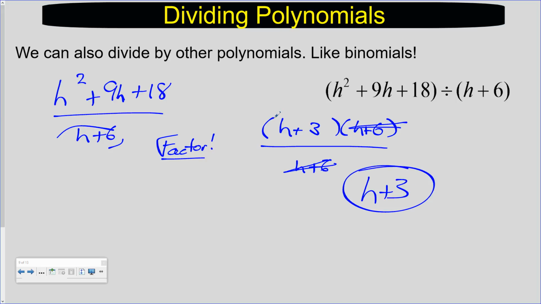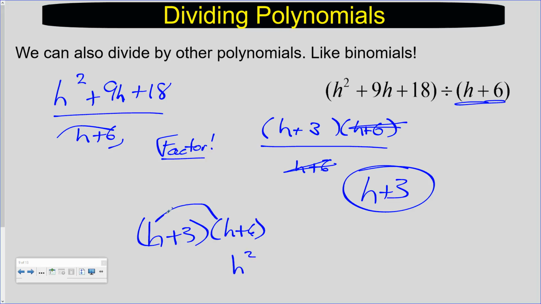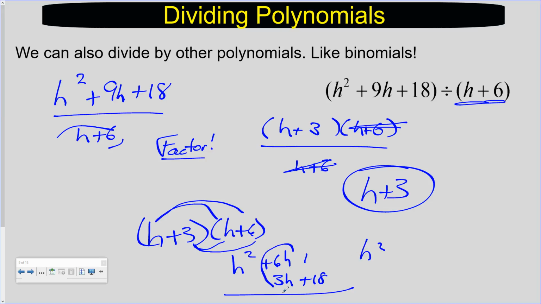And then again, to check it, take that h plus 3 that was our answer and multiply it by our divisor, h plus 6. So h times h is h squared. h times 6 is 6h. 3 times h is 3h. 3 times 6 is 18. Then when I add these together, I get h squared. 6h plus 3h is 9h. And then our 18, which is exactly where we started. Okay, so again, not a huge problem. We're just going to factor, look for the binomials that'll cancel, and then we're done.